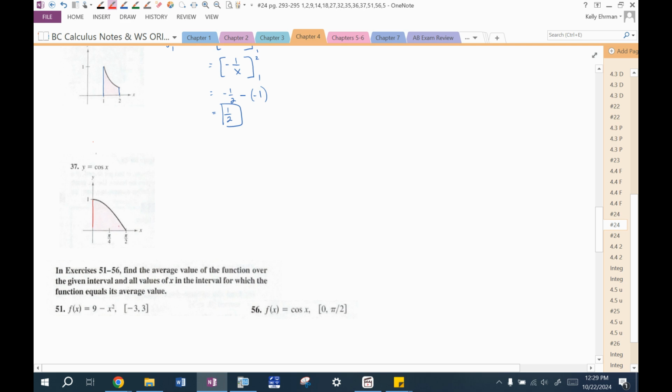This one is shaded from 0 to pi over 2. So we want the integral from 0 to pi over 2 of cosine x dx. So what's the integral of cosine? Sine. Quick check, derivative of sine is cosine, okay. And then from pi over 2 to 0. So this will be sine of pi over 2 minus sine of 0. And that will be 1 minus 0, so just 1.